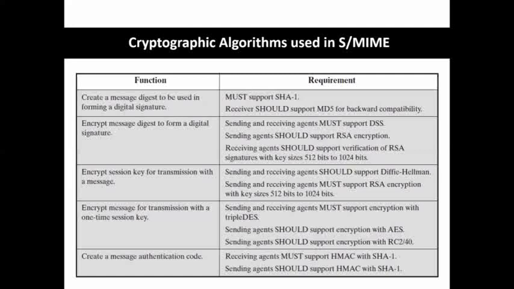The sending agent SHOULD support the RSA encryption algorithm, and the receiving agent SHOULD support verification of the RSA signature with key sizes 512 bits to 1024 bits. But both the sending and the receiving agent MUST support which algorithm? DSS. Because I am going to encrypt the message digest using a public key encryption scheme, right? These are all the things we learned in the earlier classes. With respect to PGP also we learned this.